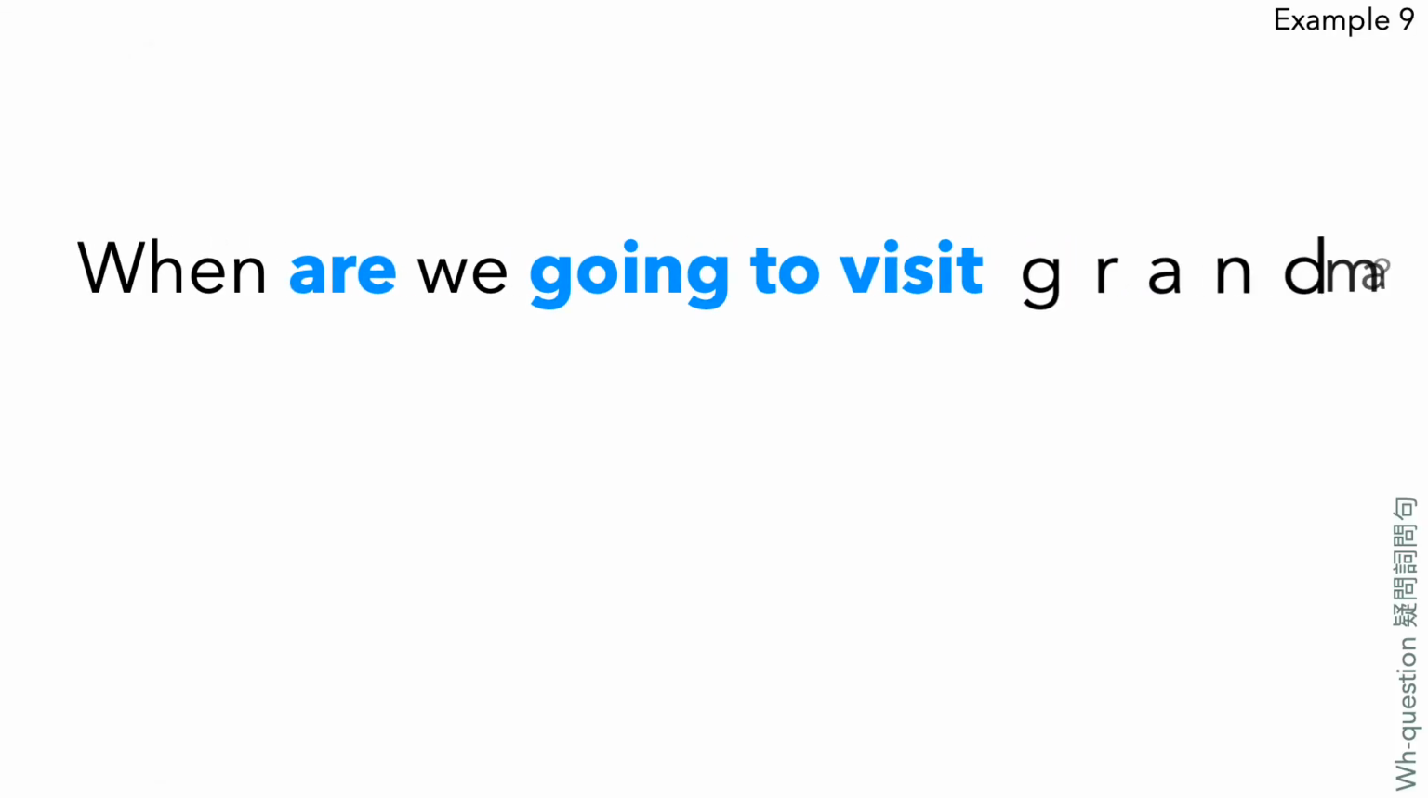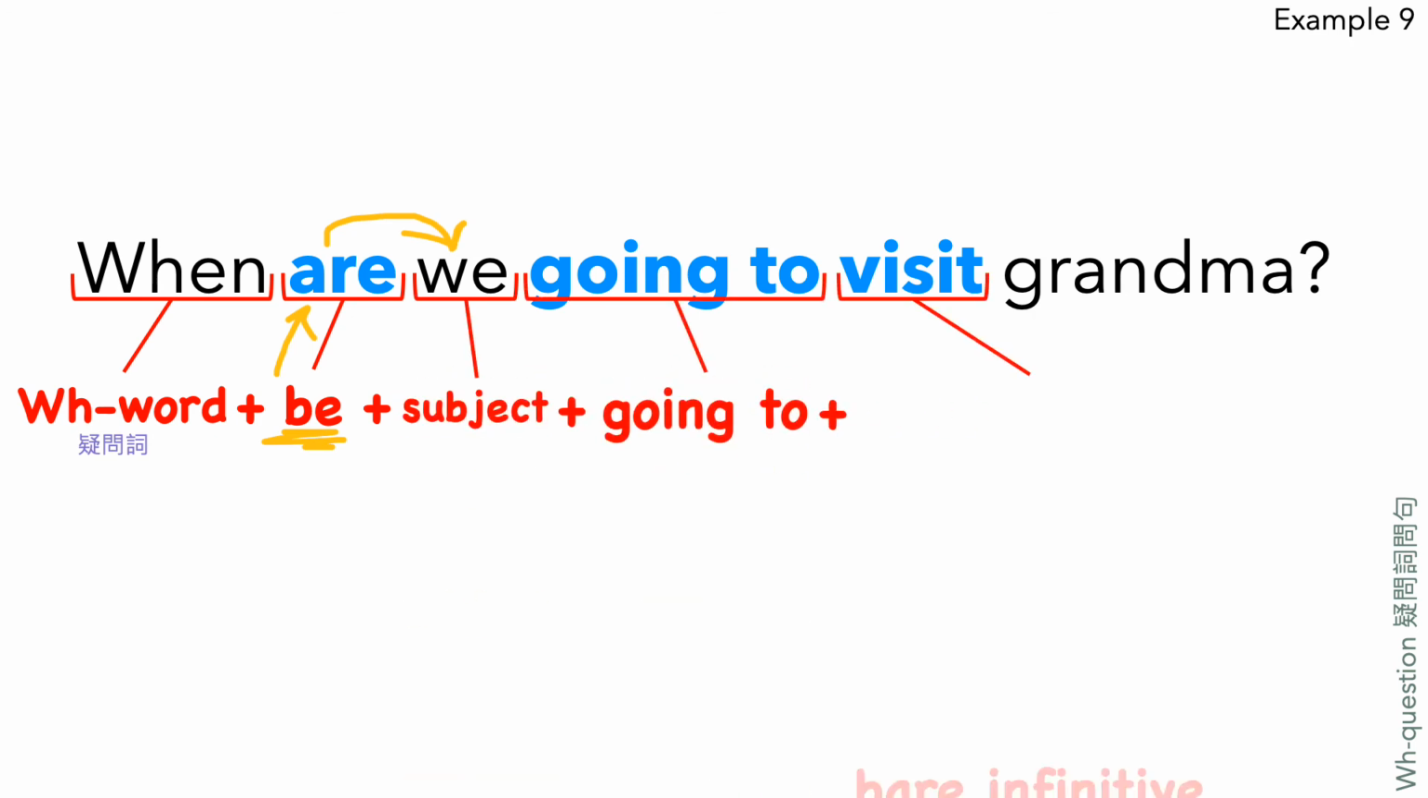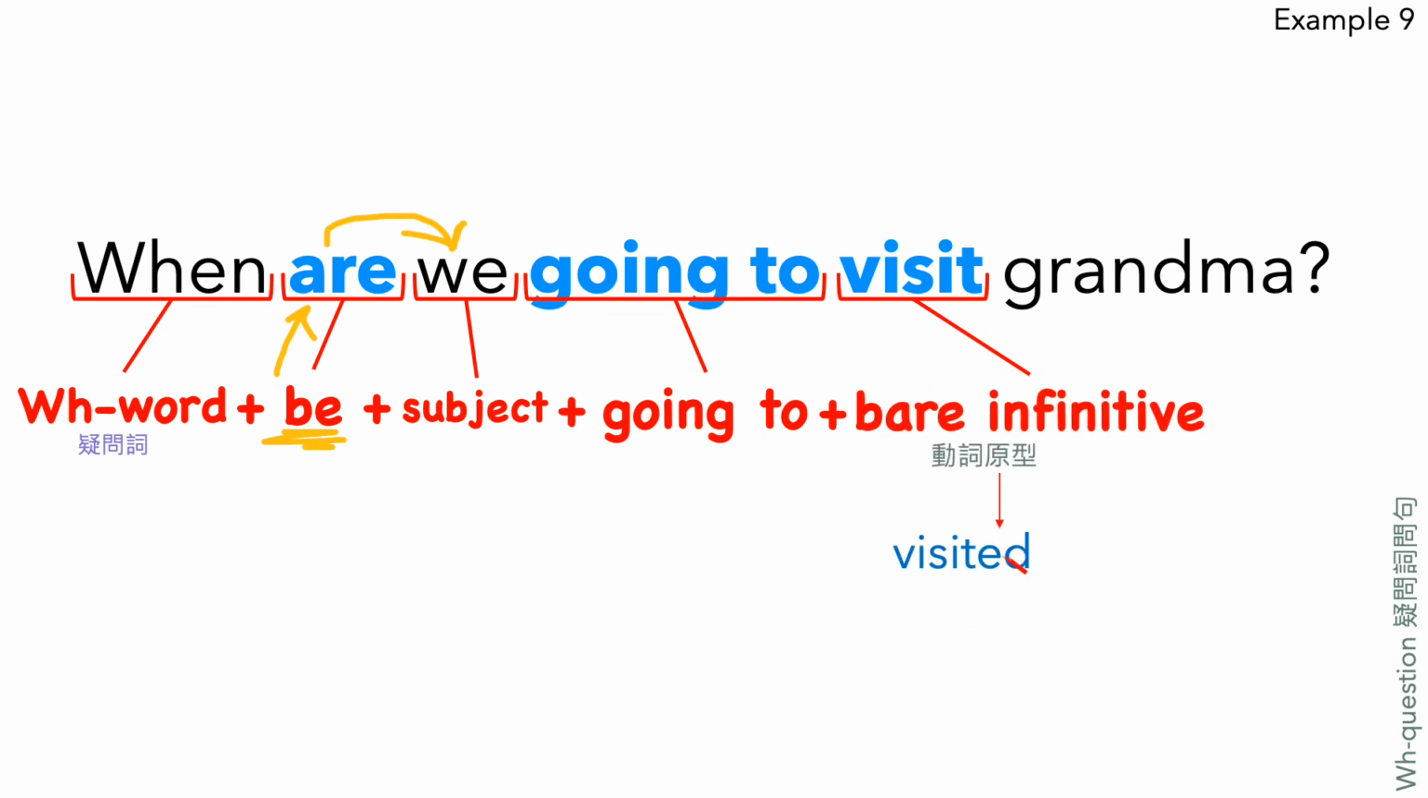Example. When are we going to visit Grandma? You can see the WH word when at the front. And you see the be here with the small letter. We use are here because we have we as the subject. And then we have going to and the bare infinitive. Again, no ed, no ing.